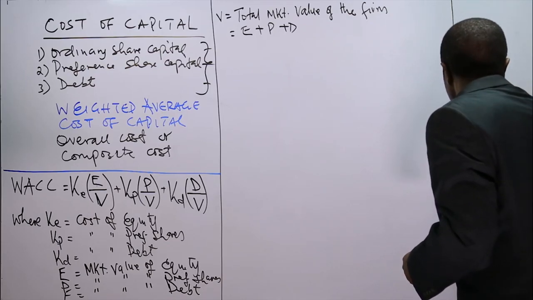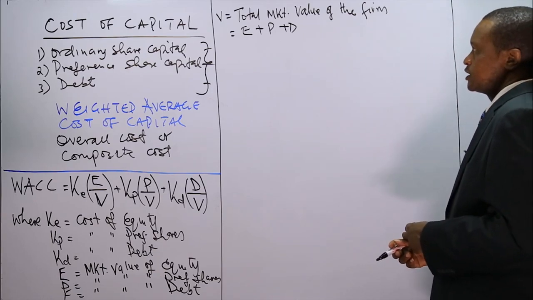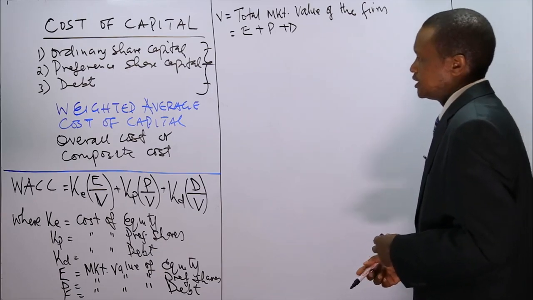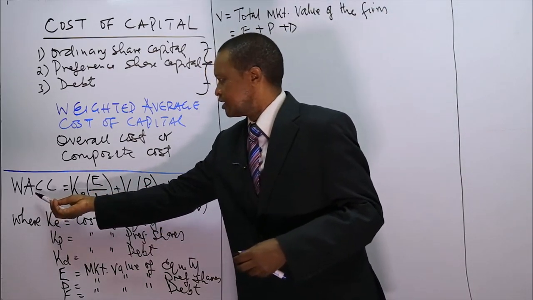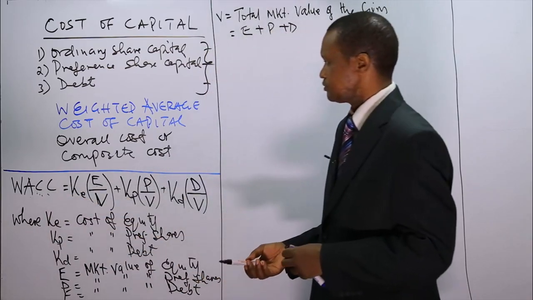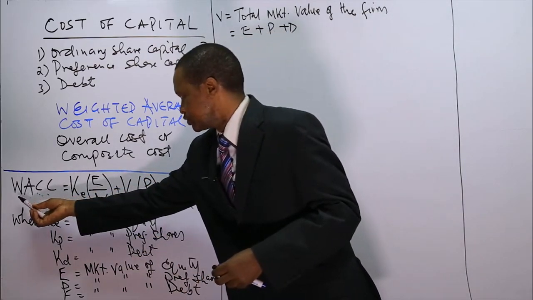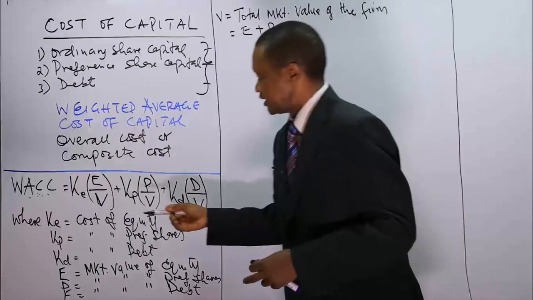So, split my work area like that. So that is the formula for determining the weighted average cost of capital. The formula for determination of weighted average cost of capital. So these are now the weights.